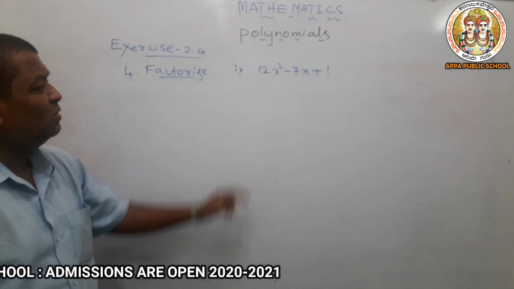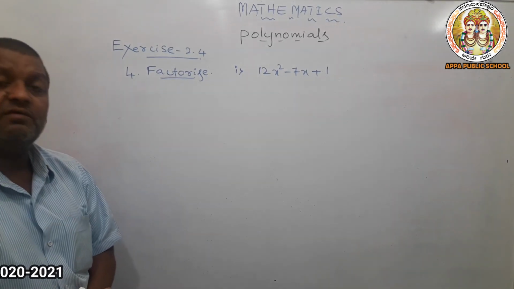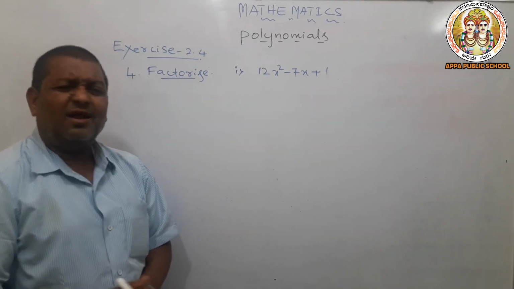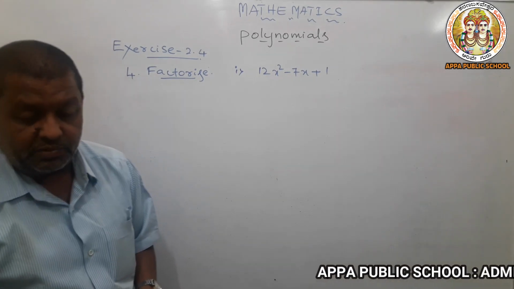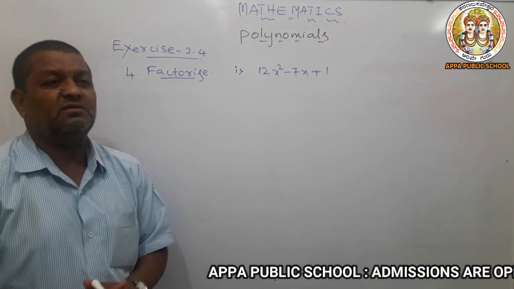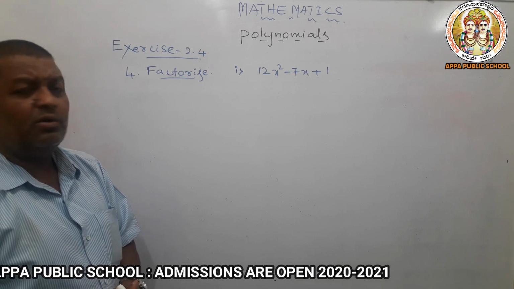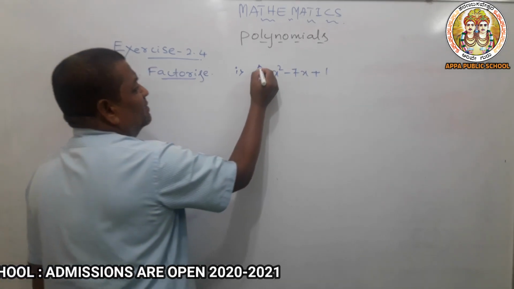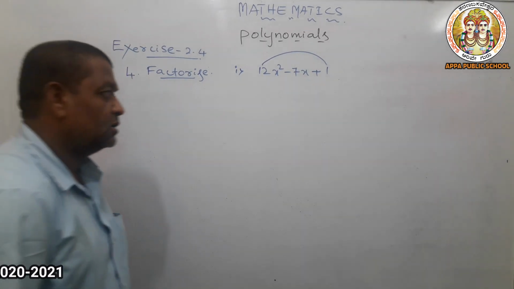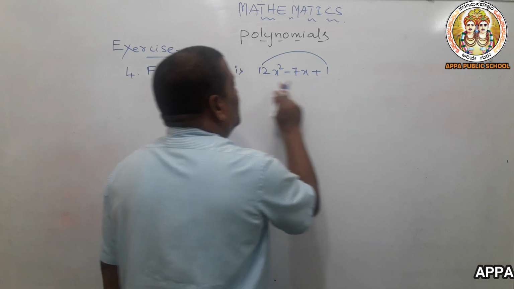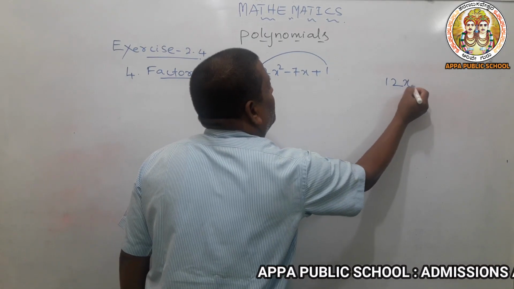Factorize. So, it is a factorization of a trinomial. Already we studied in the last class, 8th standard, how we are going to factorize this trinomial, meaning a quadratic expression. So we know how to find. Take the product of first and last: 12 and 12x square.